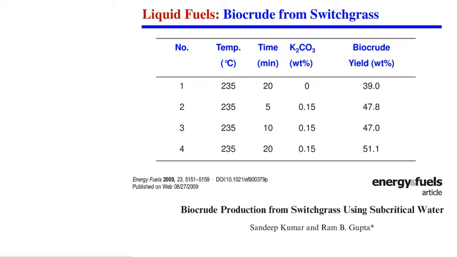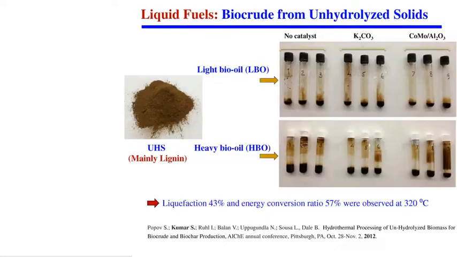So what is the benefit here? We didn't use any solvent, and potassium carbonate, a little bit of it to initiate the reaction. And this potassium is also part of switchgrass. So it's a much greener process without use of chemicals, and we can make biocrude.